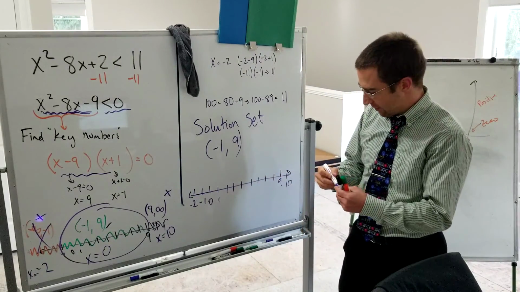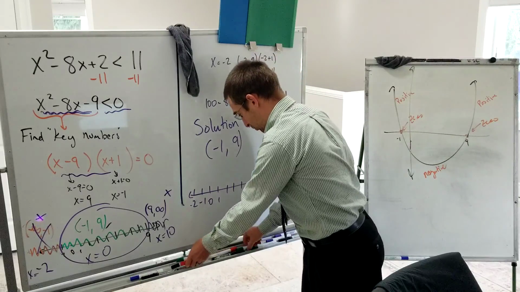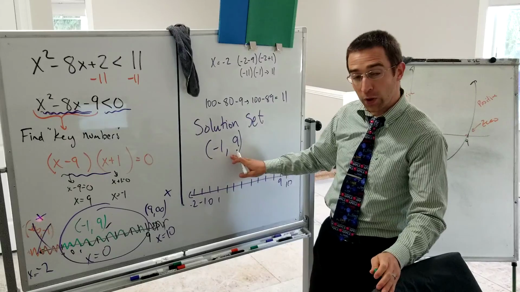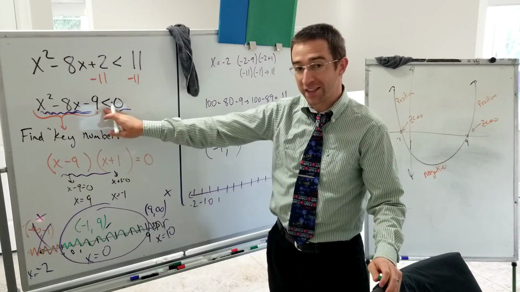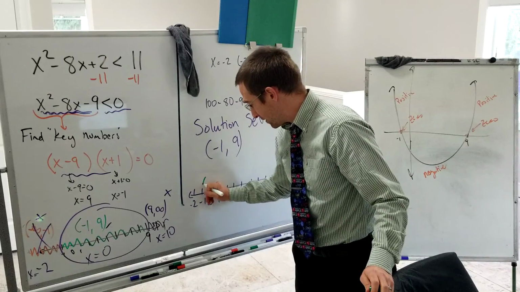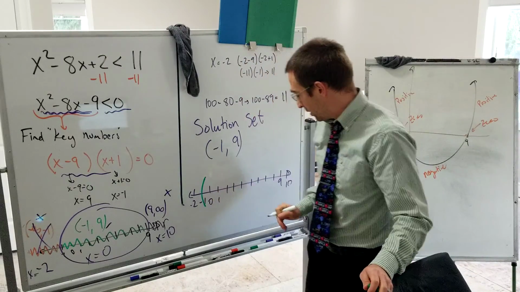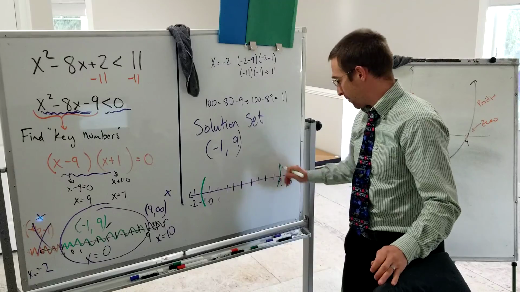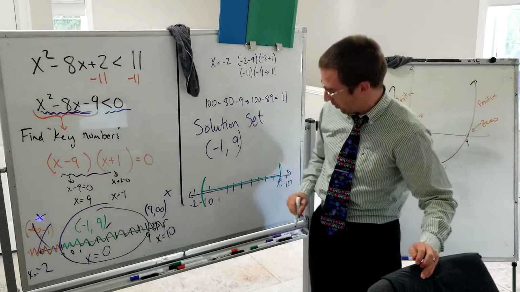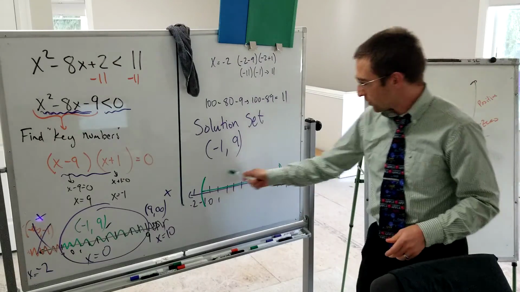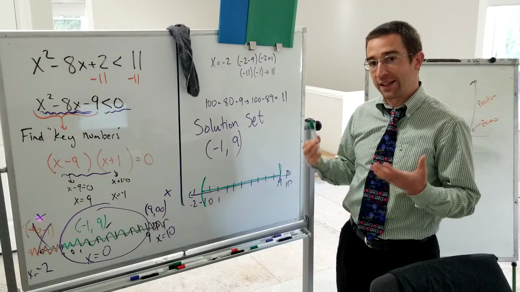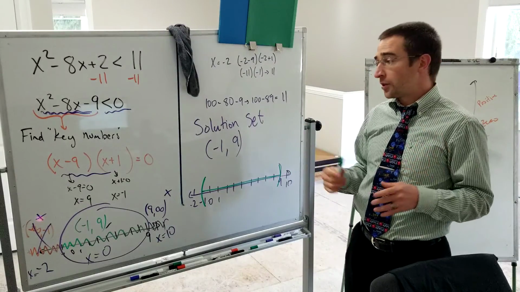we'd go like this. And let me get a color like green. So we're not including -1 or 9 because it's a strict inequality. We just want when it's less than 0. So we're going to do a parenthesis at the -1. We're going to do a parenthesis at the positive 9. And we're going to shade in between those values. So this is the graph of the solution set. This is the solution set written in interval notation.